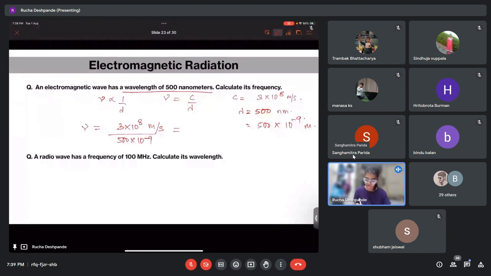So this is 6 into 10 to the power 14 hertz. Okay. Now try this question. A radio wave has a frequency of 100 megahertz. Calculate its wavelength.